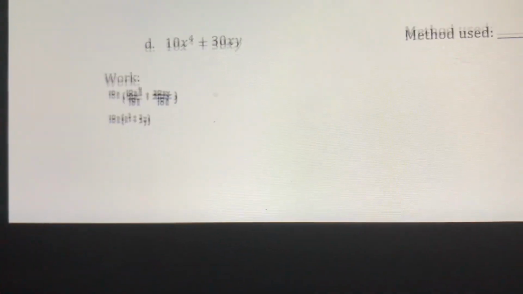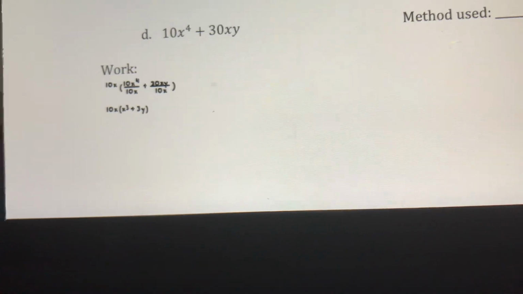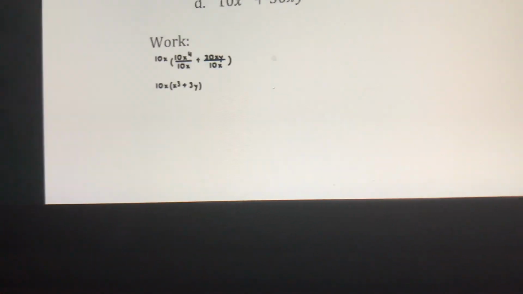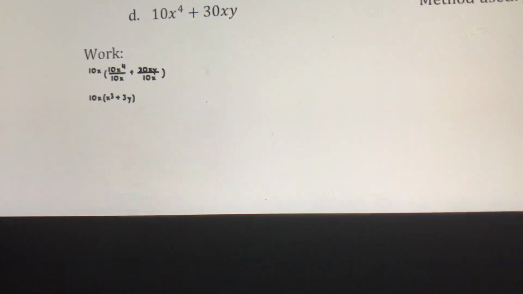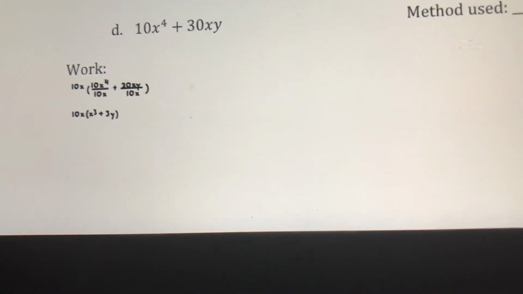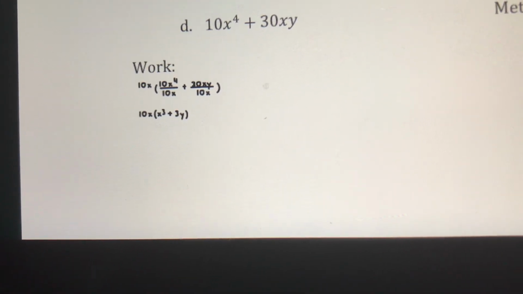Finally, for 1d, I used the dots method. First, you would have to rewrite your expression and then find your greatest common factor, which would be 10x, and then I divided 10x into the expression to get 10x and then in parentheses x cubed plus 3y.